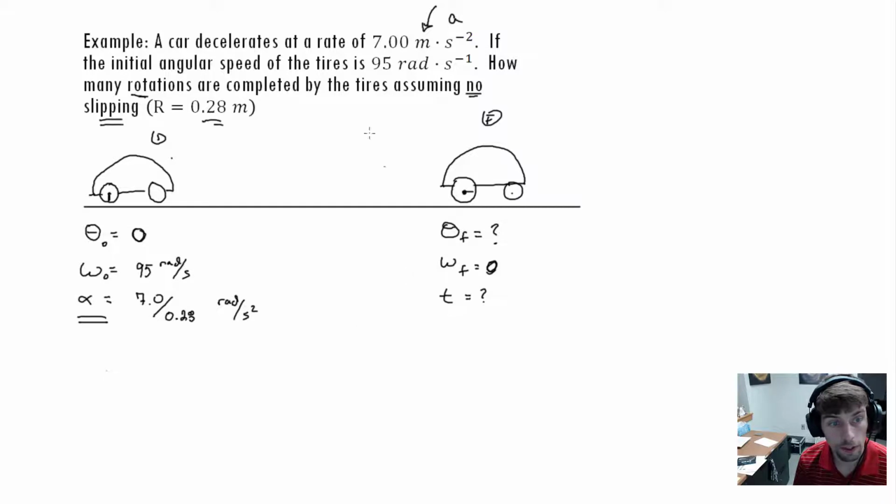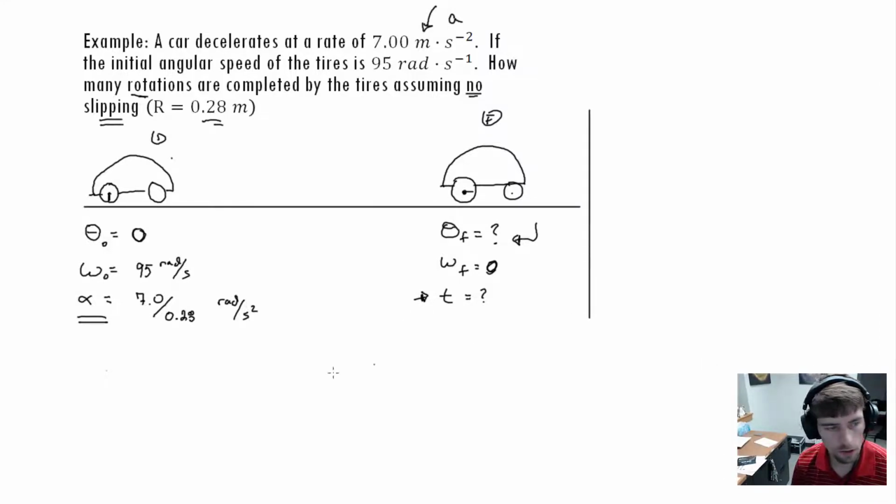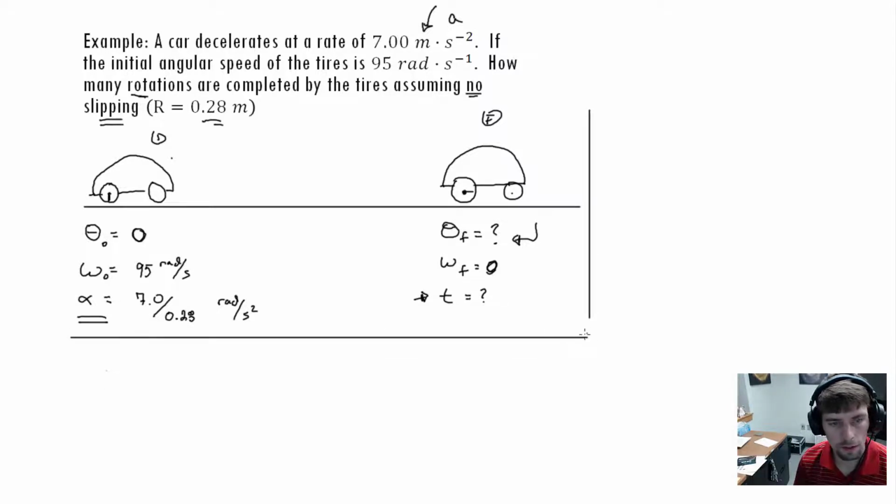So what we're left to find, since we're asked for how many rotations, is the angular distance that the wheel undergoes. So let's choose the kinematic equation that doesn't involve time. We don't care how long it takes. So we look up our handy equations and I've got this: omega final squared minus omega initial squared equals 2 times the angular acceleration times my change in angular distance.